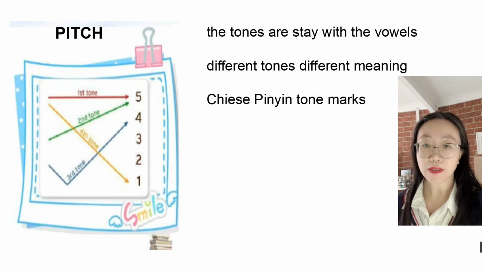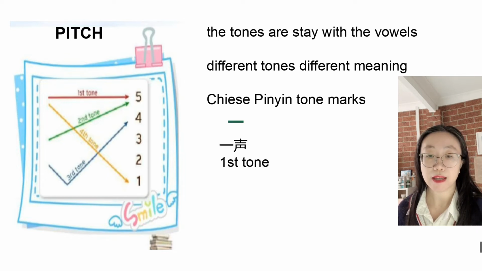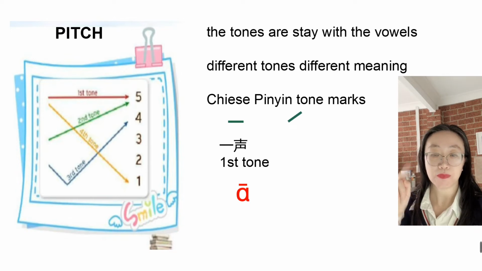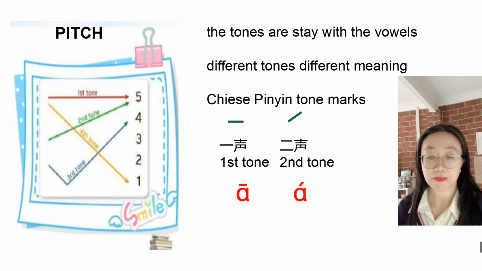The tones stay with the words, different tone, different meaning. So Chinese Pinyin tone mark has four. This one, 一声. For example, ah. This one, like raise up. Yeah, 二声. Second tone, ah.